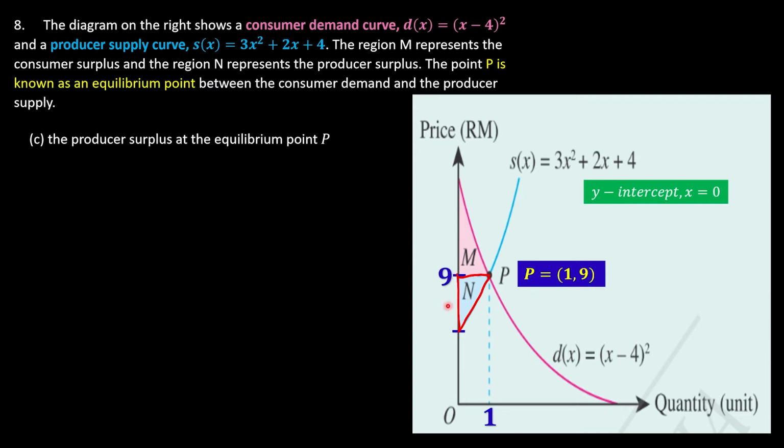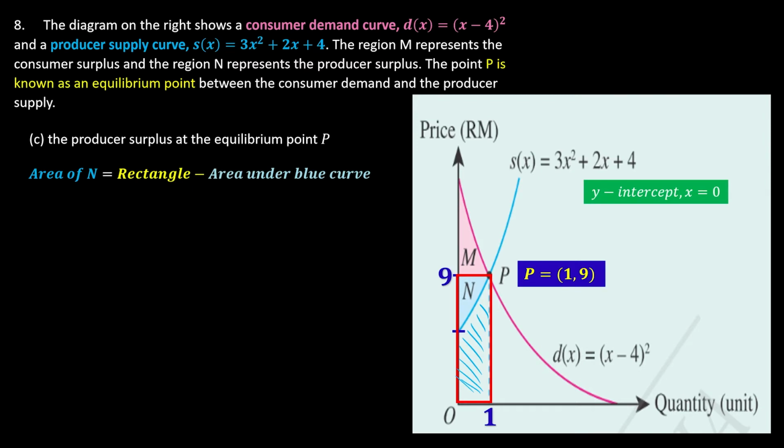So we can use the area of the rectangle minus off the area under the blue color curve here. We take the area of the rectangle minus the area under the curve. So that's our idea first. Because this rectangle is now everything, including the N color region. In order to get the N color region only, we're going to minus off the area under the curve here. So the idea is area of rectangle minus the area under the blue curve. The rectangle is the same again, it's just 1 times 9.